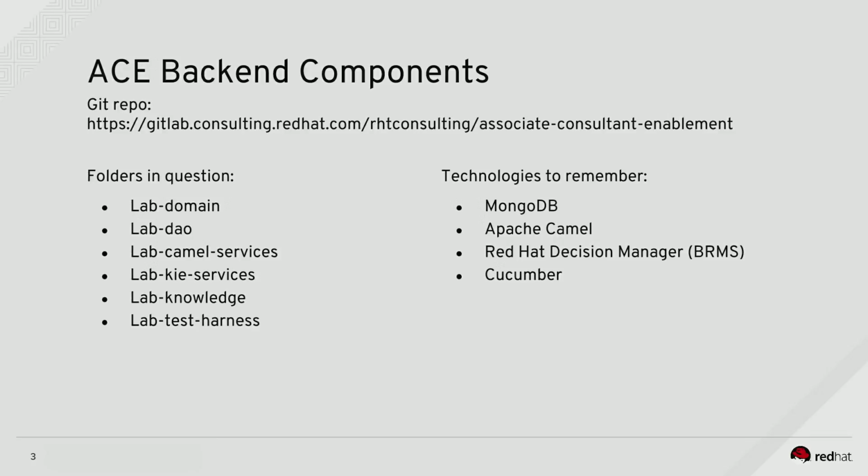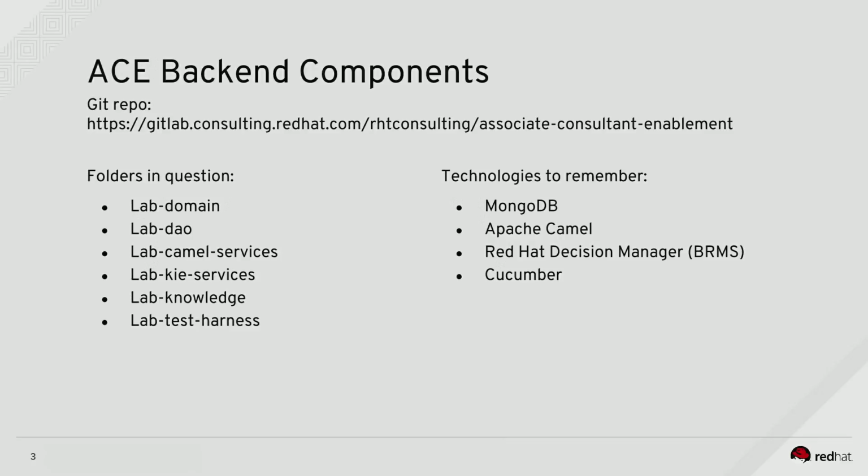As far as the ACE codebase's backend components go, there's the Git repo, with a link up there. Guy's presentation shows you how to fork or clone the repository. Here are some folders I'm going to be talking about. On the left, domain is mostly related to our POJOs, or plain old Java objects. For example, booking.java, venues.java, and so on.